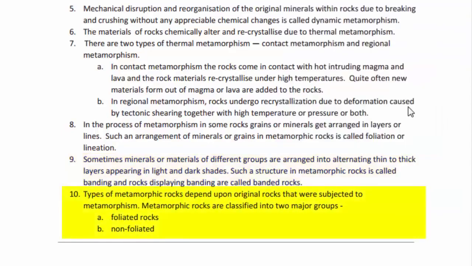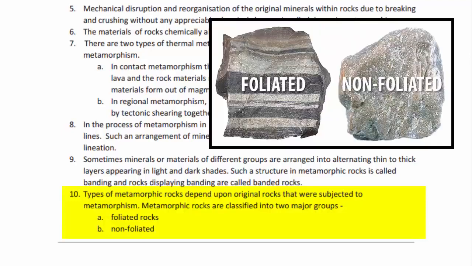Now types of metamorphic rocks depend upon the original rocks that were subjected to metamorphism. Metamorphic rocks are classified into two groups, foliated rocks and non-foliated rocks. We have read about what foliated rocks are. Under foliated rocks you will see a nice clear pattern sort of a thing, and then you have a banded rock. But the non-foliated rocks look like this. You'll see random patches of shades. Basically it looks like an ugly rough rock, but you will not at all find any layer. That's how you can recognize foliated and non-foliated metamorphic rock.